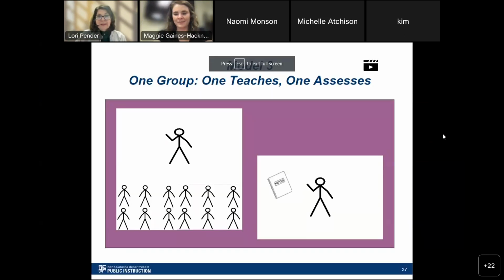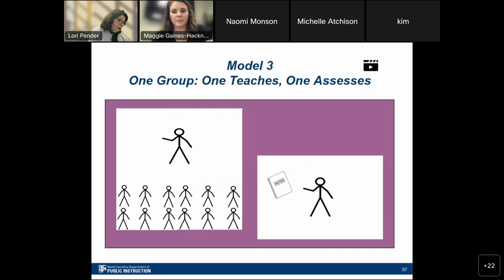Model 3. All right. Model 3, the next model. This is one teaches and one assesses. Think to yourself for a minute, how would this be helpful? Or when would this be helpful? And you can share it in the chat or you can share out. And while you're thinking, depending on the scenario, who would assess? Who would assess when one teaches and one assesses?